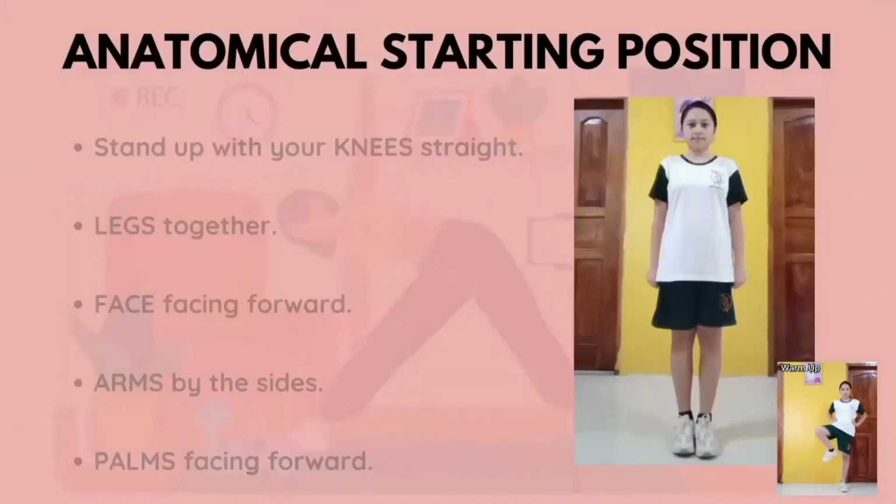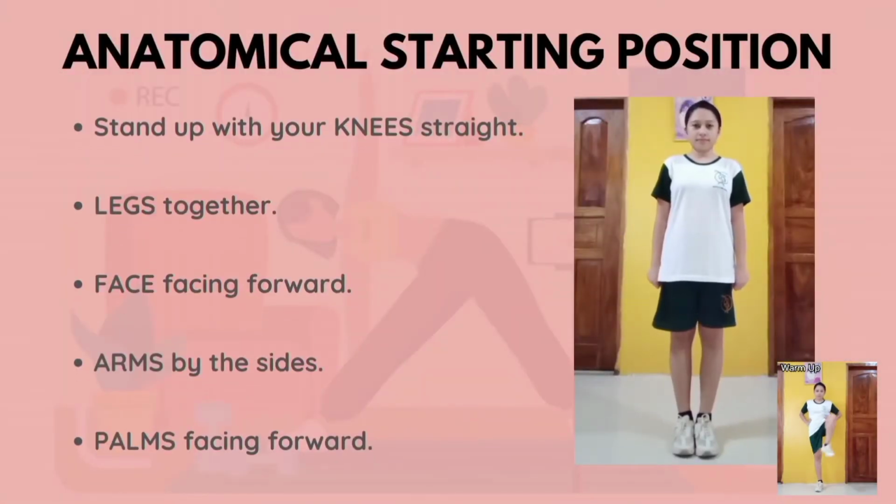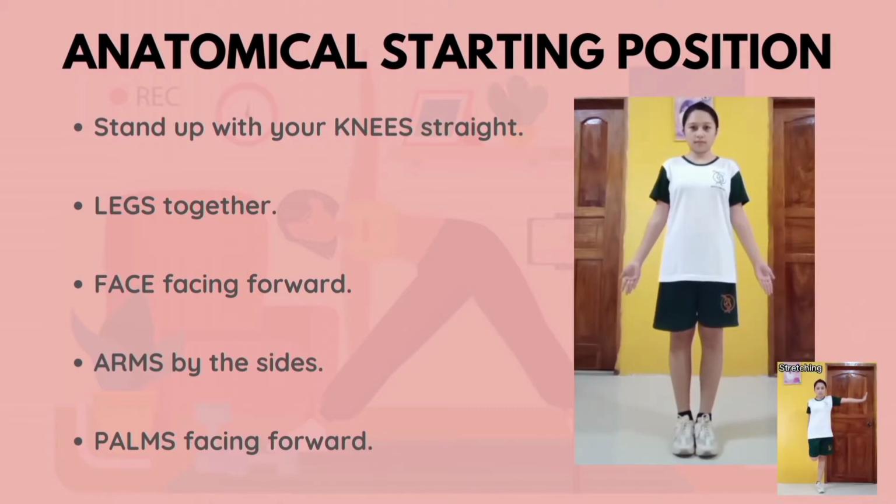Before we get started with the three planes of motion, it is important to understand the universal starting position, which is called anatomical neutral or anatomical starting position. To assume this position, stand up with your knees straight, legs together, face facing forward, arms by the sides, and palms facing forward.